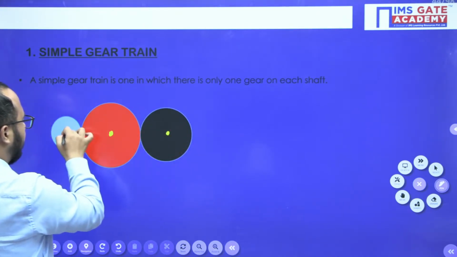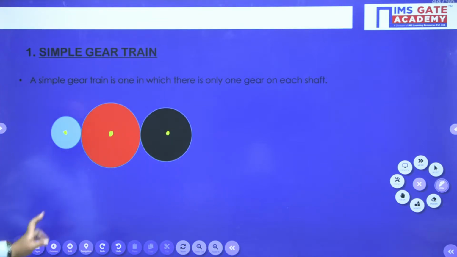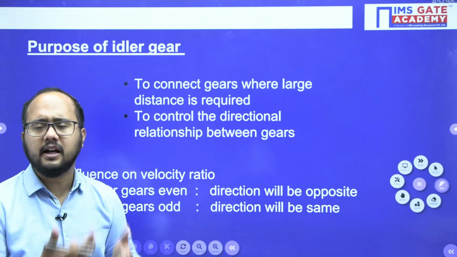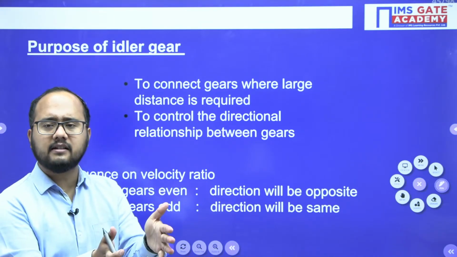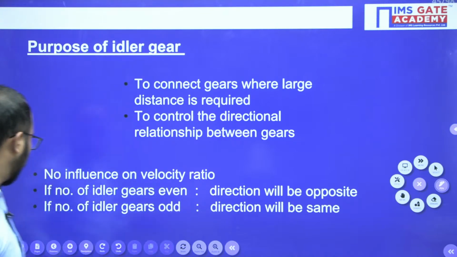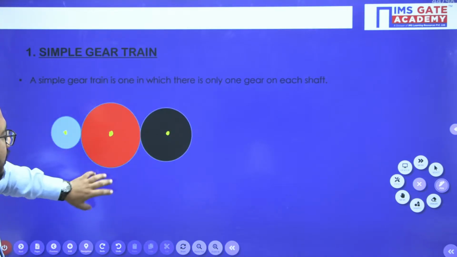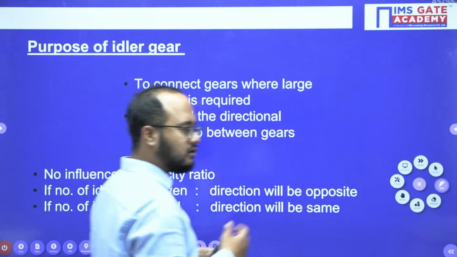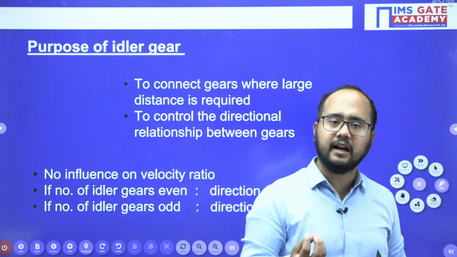Each shaft will carry one gear, right? Simple point. Next, there is a purpose of idler gear. Actually, in the simple gear train, the intermediate gears are known as the idler gear. Remember this point. So what is the purpose of the intermediate gear? We will call the intermediate gear the idler gear.